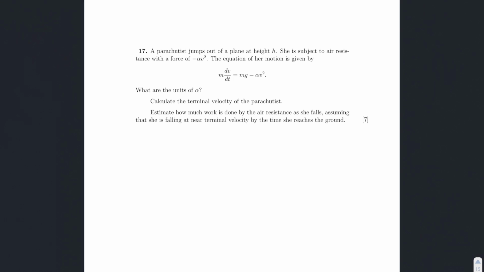So question 17. A parachutist jumps out of a plane of height h. She is subject to air resistance with force minus alpha v squared. The equation of her motion is given by this equation here. What are the units of alpha?